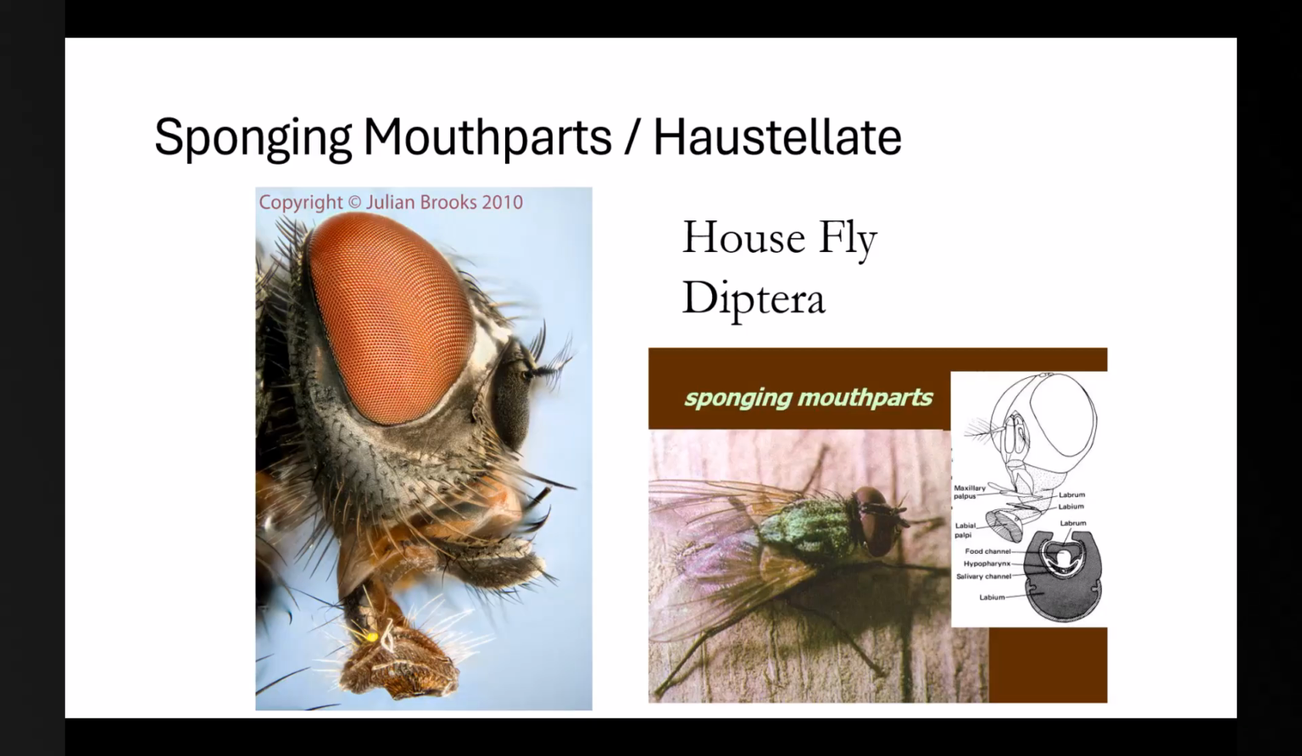Another type of haustellate mouthpart are sponging mouthparts. These are done by houseflies and other flies. But they're basically, imagine that you don't have lips anymore, you just have a sponge for your mouth. And so everything that they feed on has to be liquid already. So if they land on solid food, in order to make that a liquid, they'll regurgitate what was in their stomach. That stomach acid helps dissolve the food, and then they'll slurp it up with their sponging mouthparts. But it's still a type of sucking mouthpart, haustellate mouthpart.